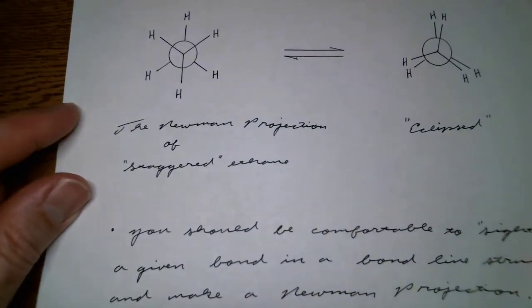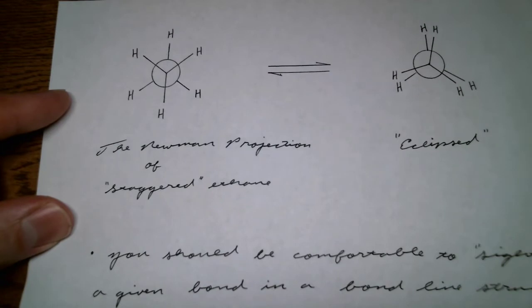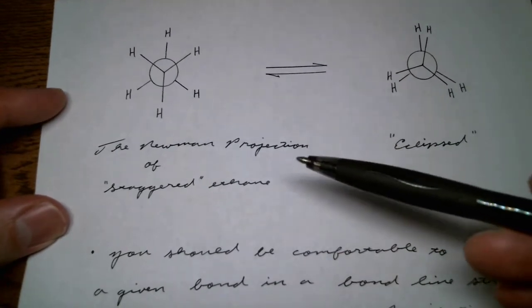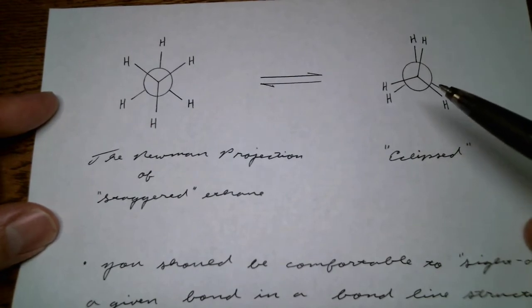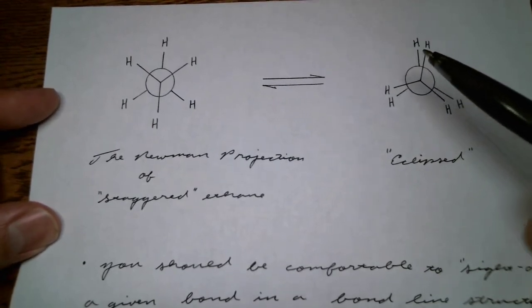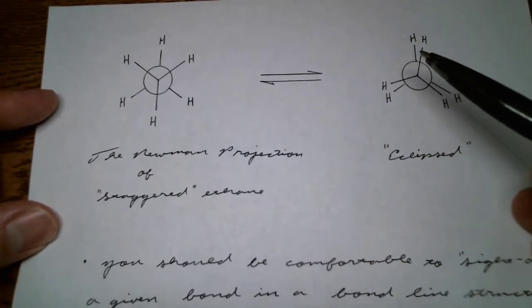Staggered ethane. So we just saw that Newman projection for staggered ethane. What about the eclipsed form? Well, in the eclipsed form, the hydrogens in theory are right behind each other.